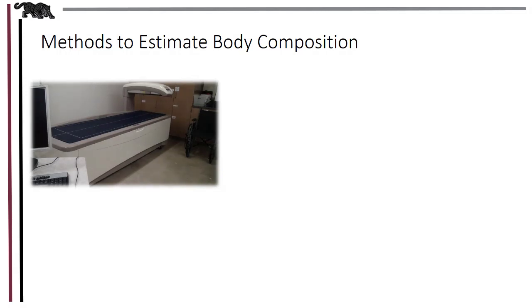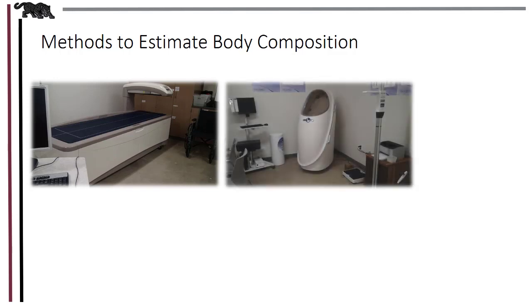And there are many ways to estimate body composition, including dual energy X-ray absorptiometry that uses low-dose X-ray. Its dosage is equivalent to about being outside in the sun for 20 minutes on a sunny day. We have air displacement plethysmography, the BOD-POD, and it's similar to hydrostatic weighing in that it uses the Archimedes principle, but with air rather than water.